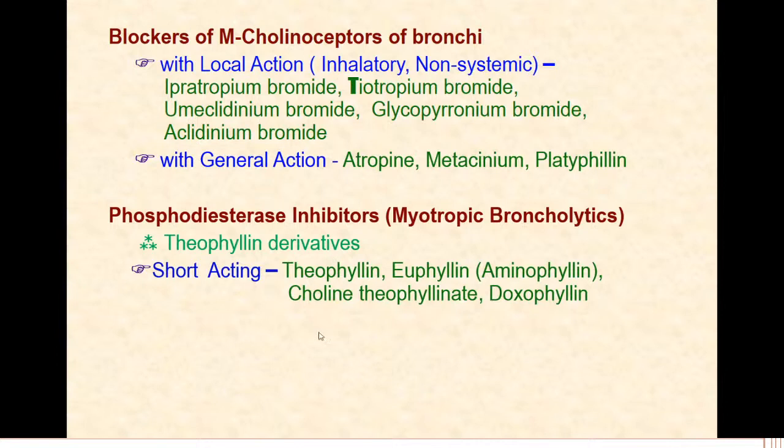And the third group, myotropic bronchiolytics or phosphodiesterase inhibitors, acting directly on smooth muscle cells. These are theophylline preparations. The basic agent is theophylline.